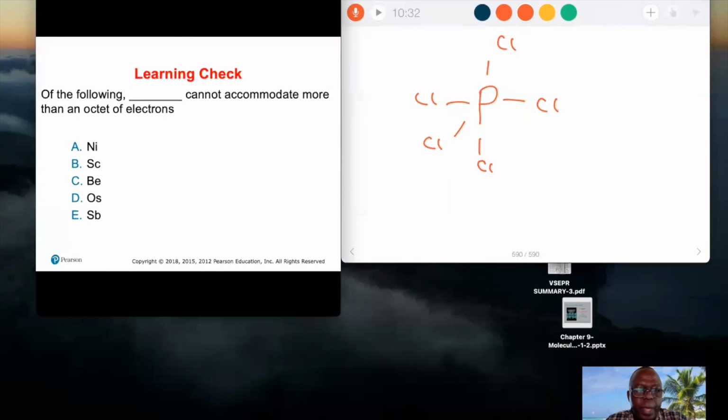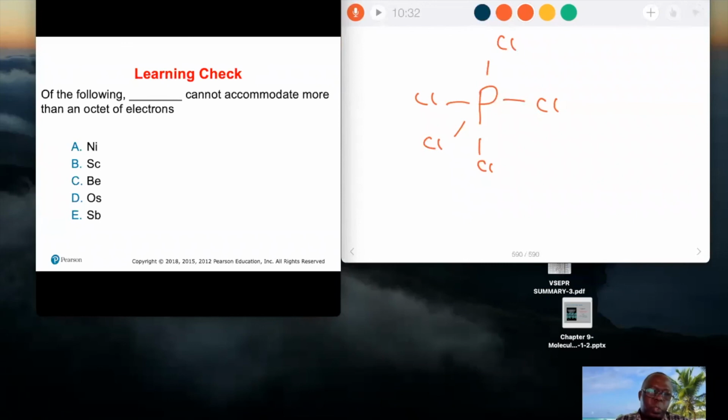Of the following, which cannot accommodate more than an octet? It's just a question of looking at which one, when you write the electron configuration, has a d sublevel. If it has a d sublevel in its electron configuration, that means it has an expanded octet. It can take more than 8.